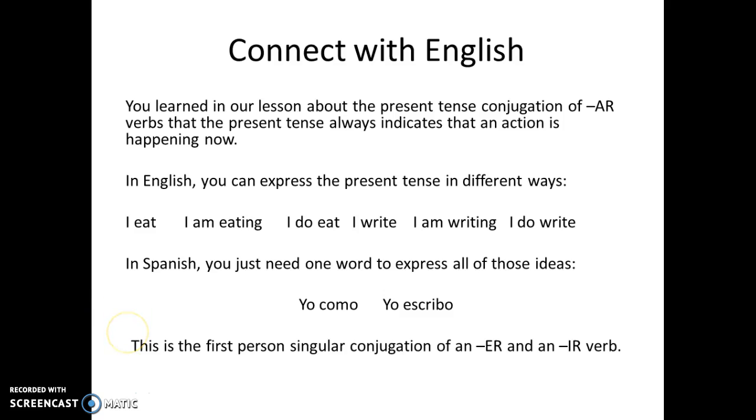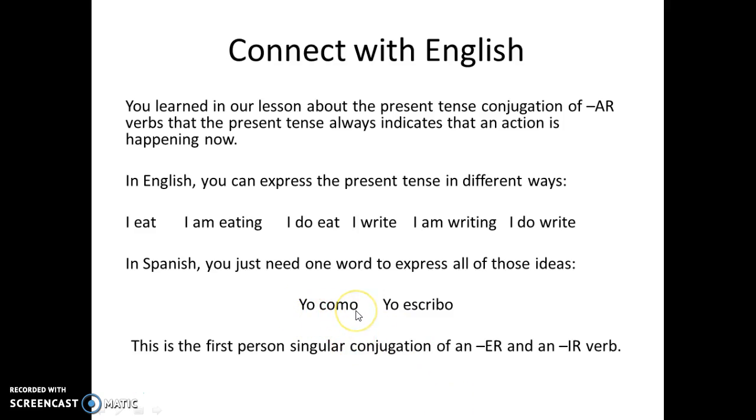First, connect with English. You learned in our lesson about the present tense conjugation of AR verbs that the present tense always indicates that an action is happening now. In English, you can express the present tense in different ways: I eat, I am eating, I do eat, I write, I am writing, I do write. All of those actions are happening now, but they use different words to express that. In Spanish, you need just one word to express all of those ideas.